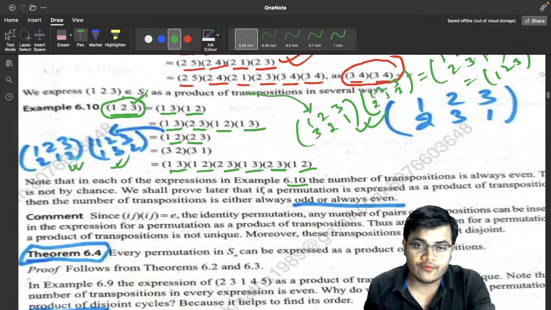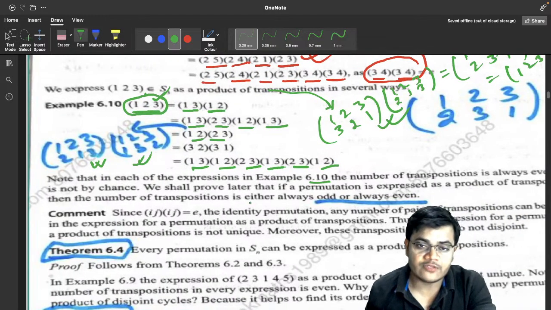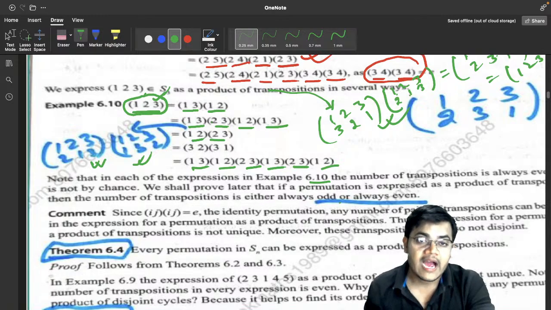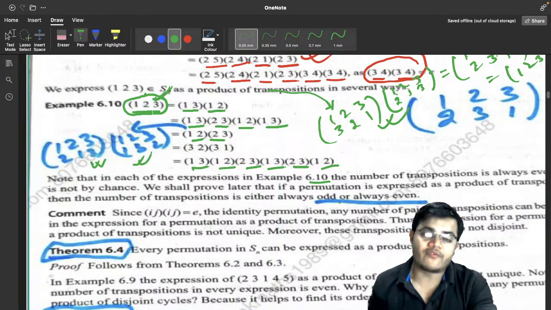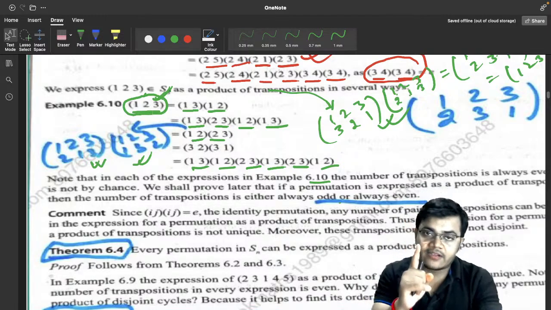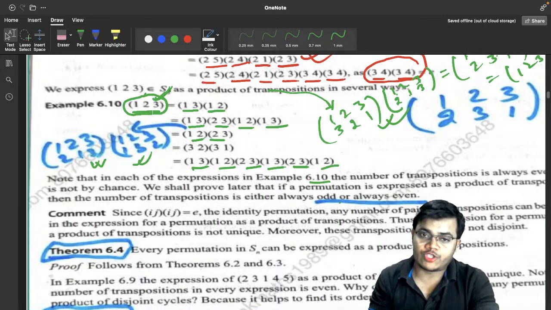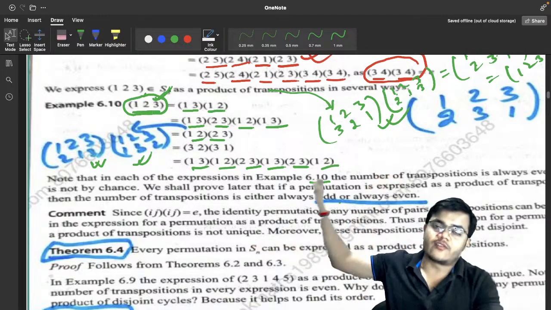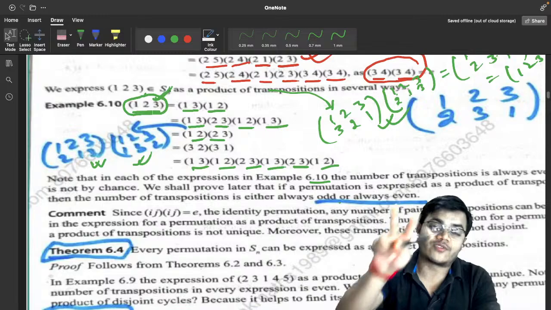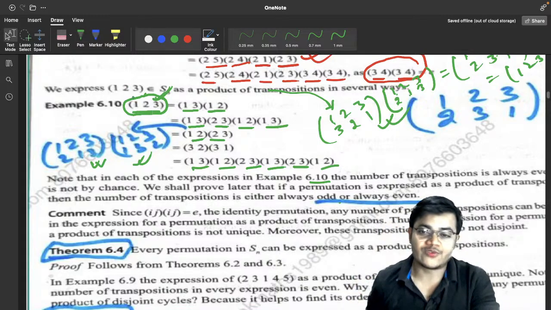We shall prove that if a permutation is expressed as a product of transpositions, then the number of transpositions is always either odd or always even. I mean to say, if you have different ways to write this cycle (1 2 3), and in one way you get an even number of transpositions, then in any other way you will find an even number of transpositions only. And this makes things interesting.